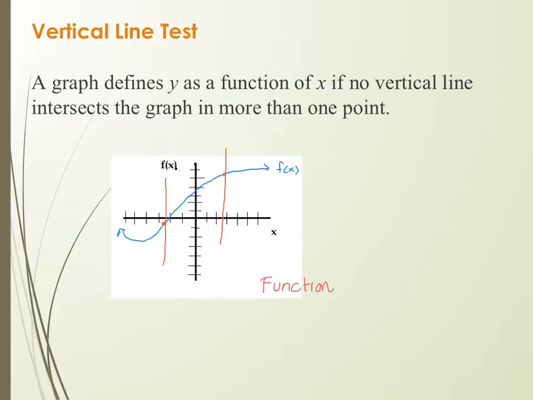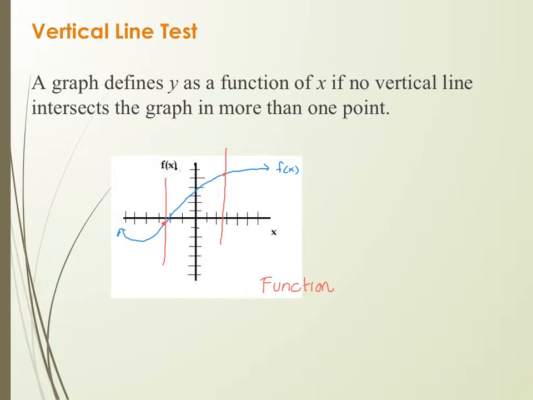So to test if a function exists as a function, we can perform what's called the vertical line test. And we do that on a graph. So a graph defines y as a function of x if no vertical line intersects the graph in more than one point. So you can see that our red lines are our vertical test, and our function is in blue.